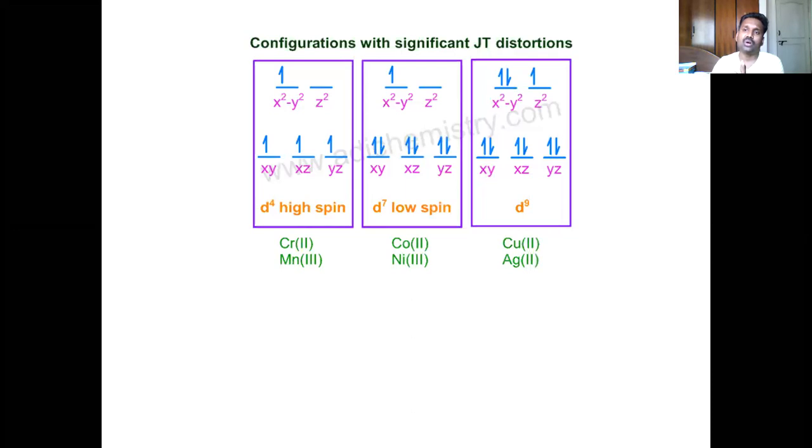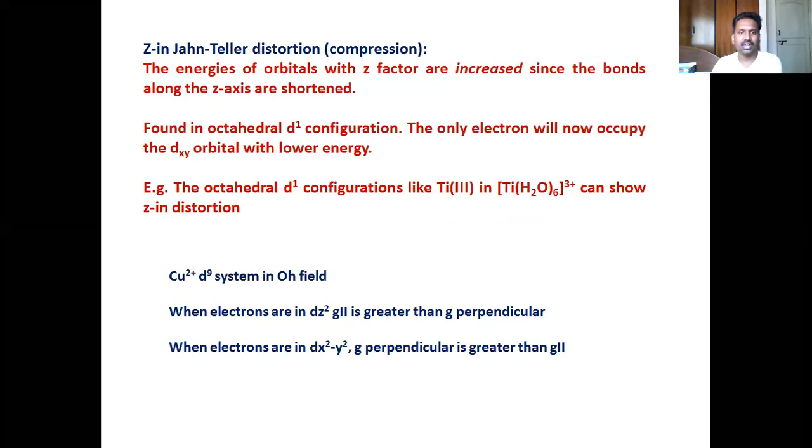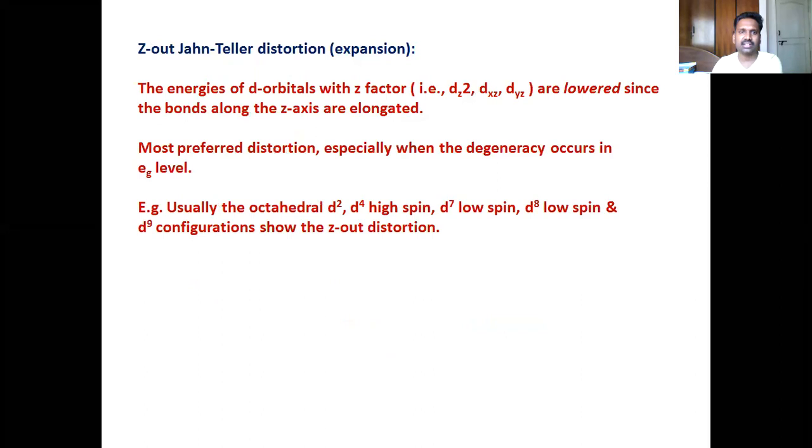These are the complexes. Now, if you record a spectrum of a D9 complex in ESR, you should see some change in it. It should not be giving you a single G value in isotropy like octahedral fields. You should get some changes observed in the spectrum. What are those changes? That is what we are looking at. This Z in and Z out distortion I have explained.